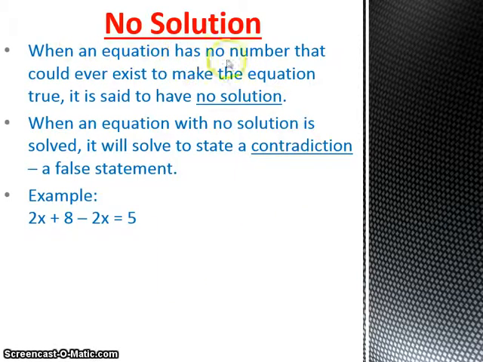Remember, when an equation has no number that could ever exist to make the equation true, it is said to have no solution. When an equation with no solution is solved, it will solve to state a contradiction, which is also called a false statement. So here's an example of an equation that has no solution.